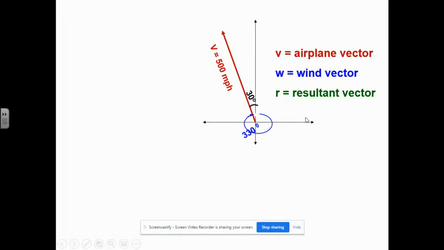You definitely want to sketch these out in a coordinate plane so that you can figure out what the given angle is and what the math angle is that you need to use.